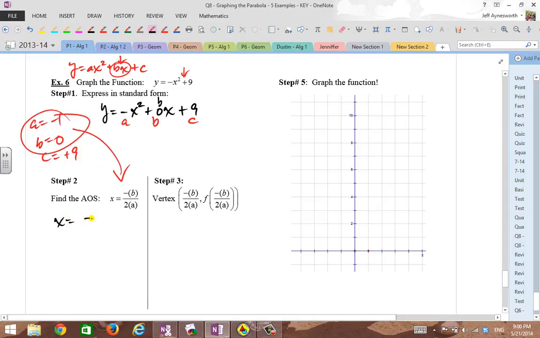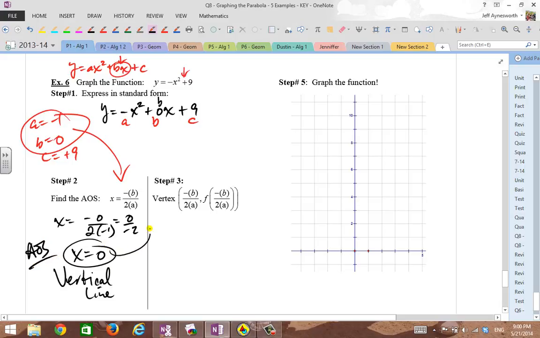So we got x equals negative 0 divided by 2 times negative 1. That's 0 divided by negative 2, or simply x equals 0. And this is our vertical axis of symmetry. All right, axis of symmetry.